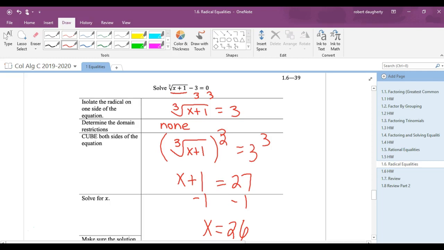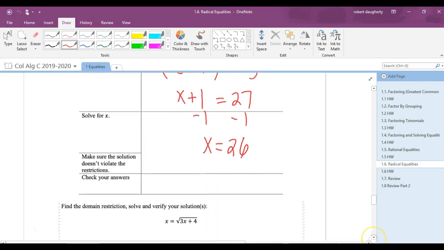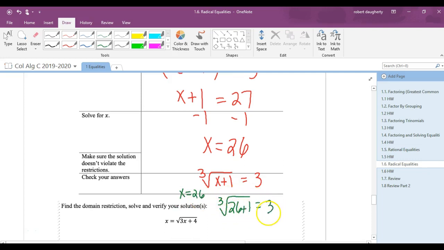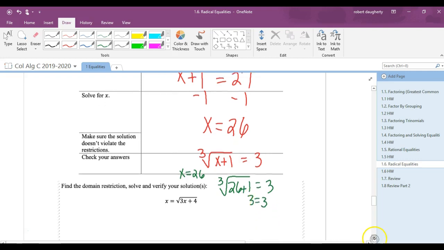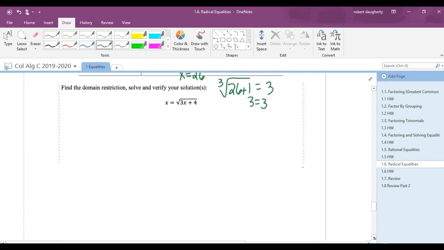And this one, it says check your solution. You can do that, but you really don't need to in this case. What you can do is just check it to make sure you're right. So what was it? It was the cube root of x plus 1 equal 3. So I'm saying x equal 26. So the cube root of 26 plus 1 equal 3. What's 26 plus 1? 27. What's the cube root of 27? 3. Does 3 equal 3? Yes, that's the right answer. Okay?